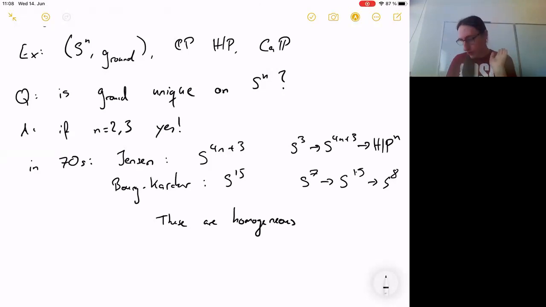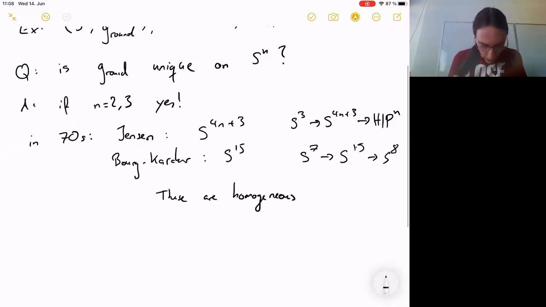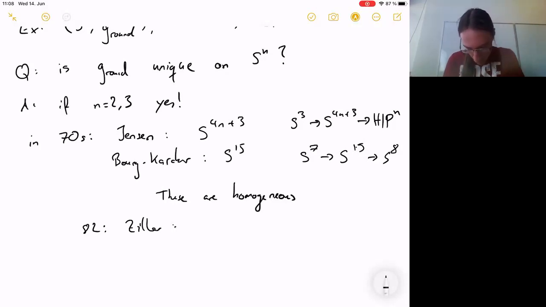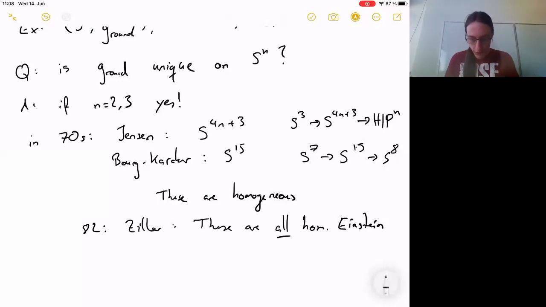And it's also been known, since 82, where Ziller proved that these are all the homogeneous Einstein metrics on spheres. Well, of course, these and the round ones, the round metric, which is surely also Einstein.